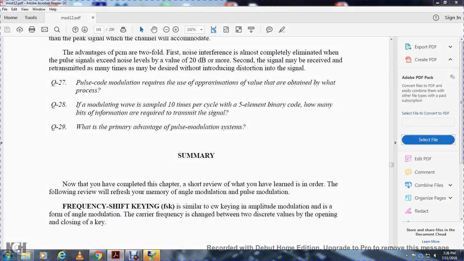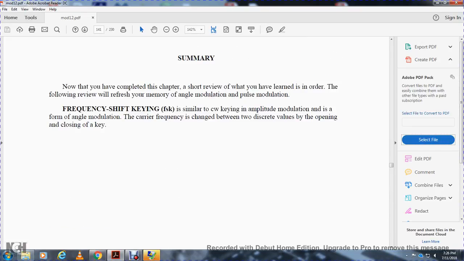Chapter 2 Summary. Now that you have completed the short review of what you have learned in this chapter, the following review will cover angle modulation and pulse modulation. Frequency shift keying: similar to continuous wave keying and amplitude modulation, in angle modulation the carrier frequency is exchanged between two discrete values with the opening and closing of the key.